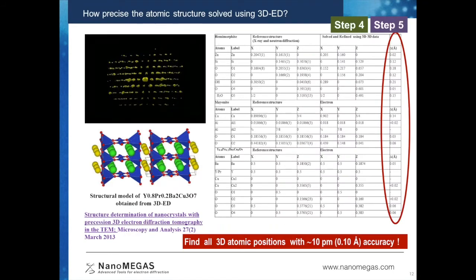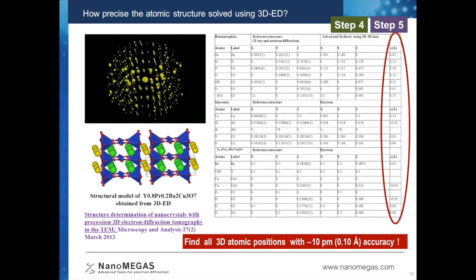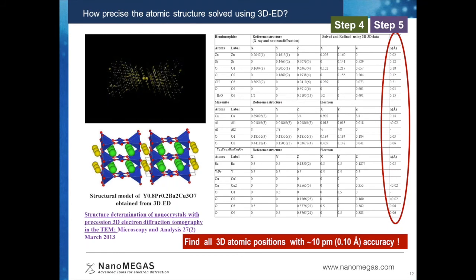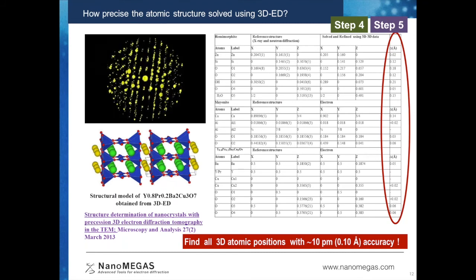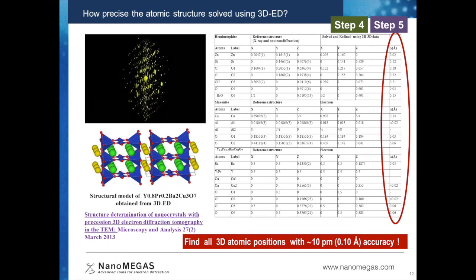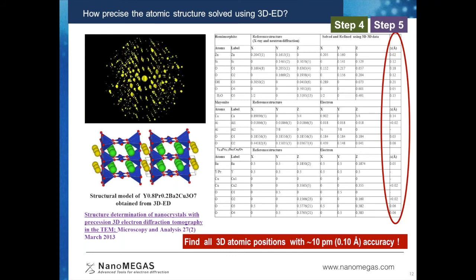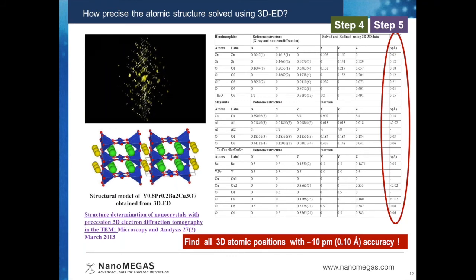So now, once you solve a structure, one of the most important things that comes to the mind of a scientist is: how precise is my result? How precise is the structure solved and refined by 3D electron diffraction? For this purpose, I have taken an example from our work on 3 different materials where structures were solved and refined using 3D electron diffraction data.